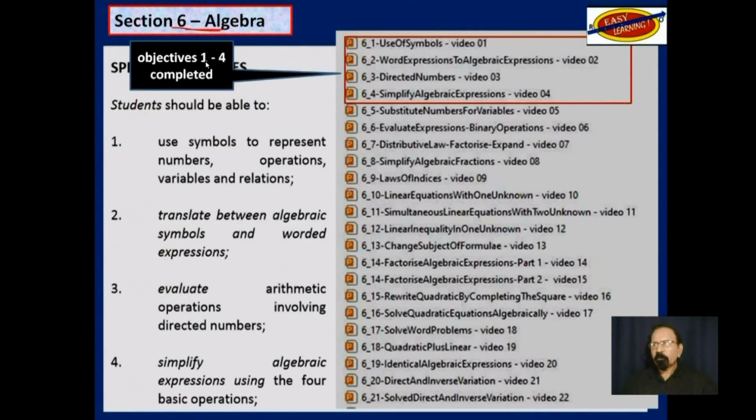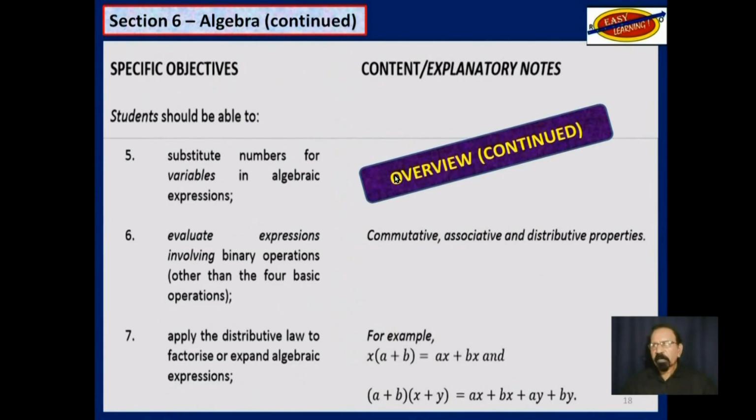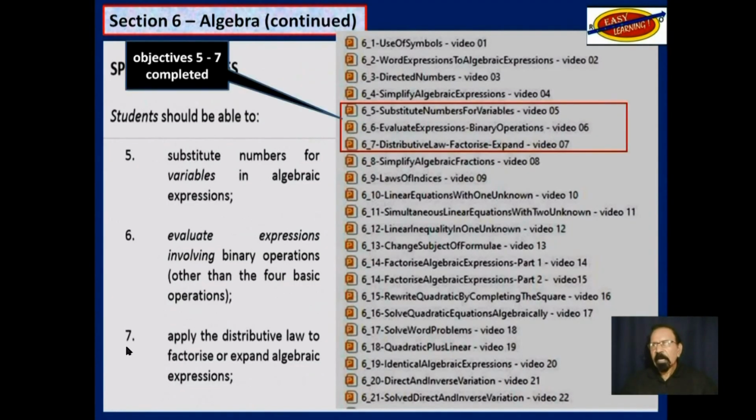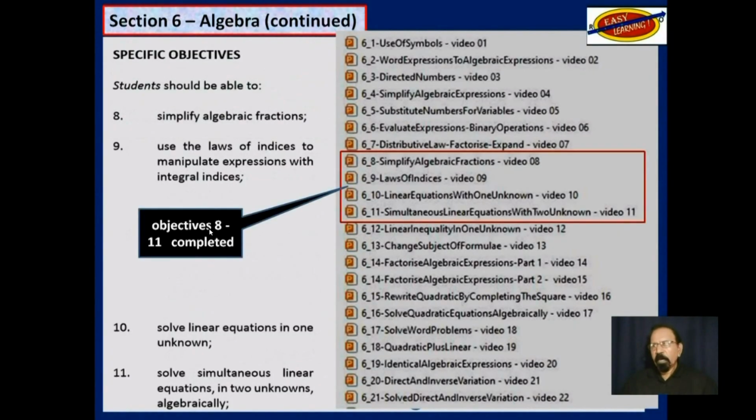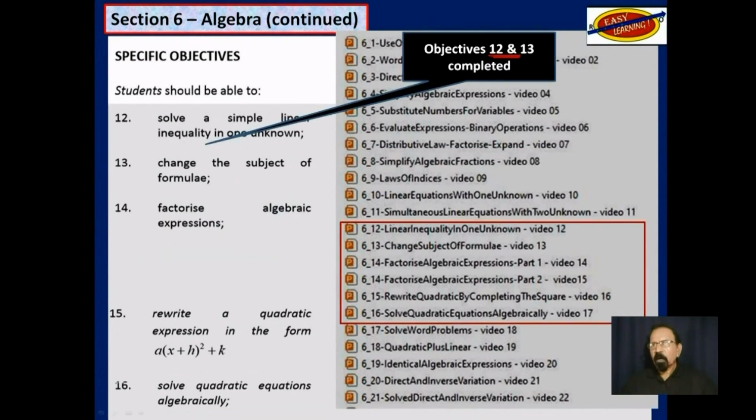Overview of Section 6 Algebra. Objectives 1 to 4 have been completed in these first 4 videos. More overview. Objectives 5 to 7 have been completed in these 3 videos. Continuing with overview, objectives 8 to 11 have been completed in these 4 more videos over here. Continuing with overview, objectives 12 and 13 have been completed.